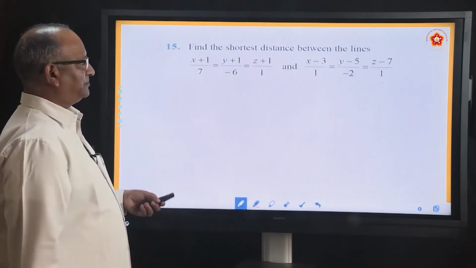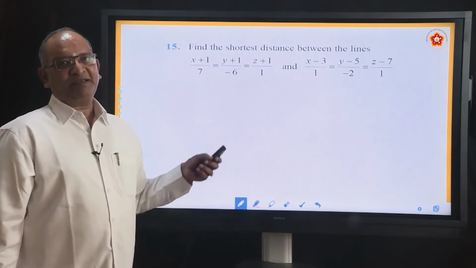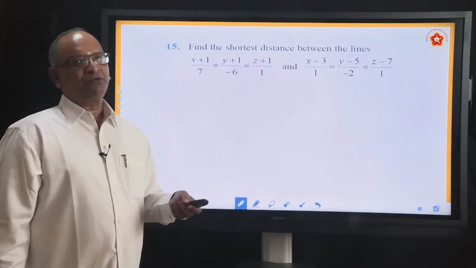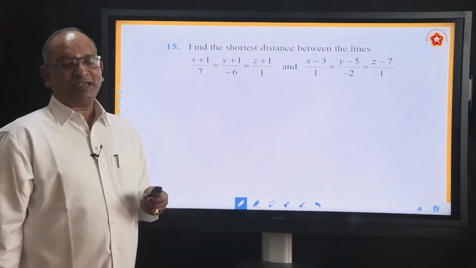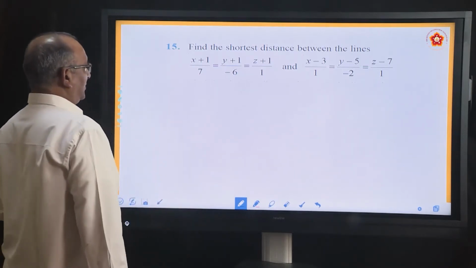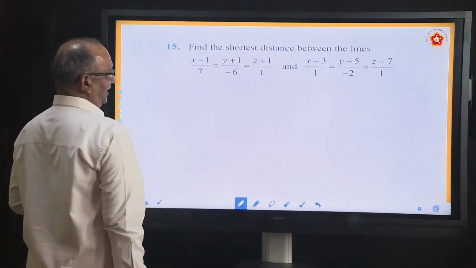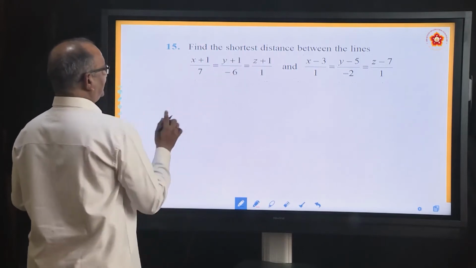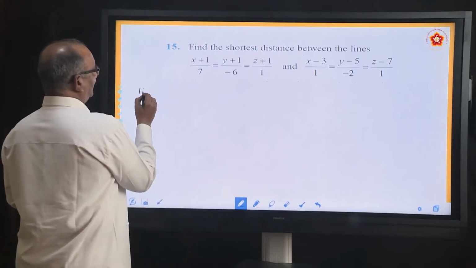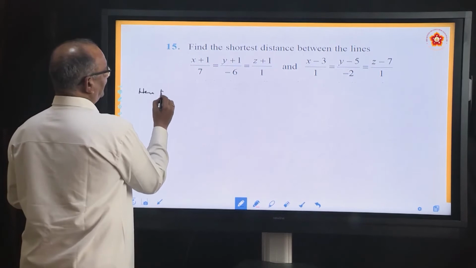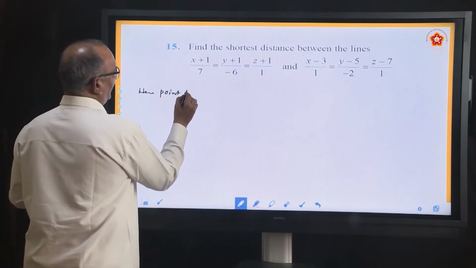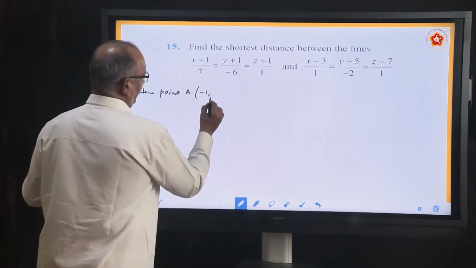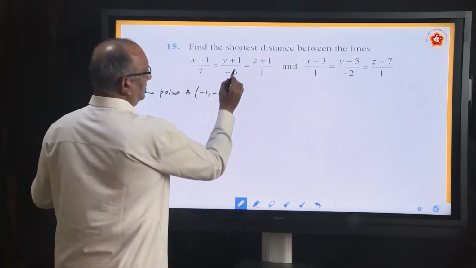Similarly, the next problem, the only difference is now he has given in Cartesian form. Since he has given in Cartesian form, you can use the Cartesian formula. If it is so, you need to know again what A1 and A2 are. The line is passing through here, point A is minus 1, minus 1 and minus 1.